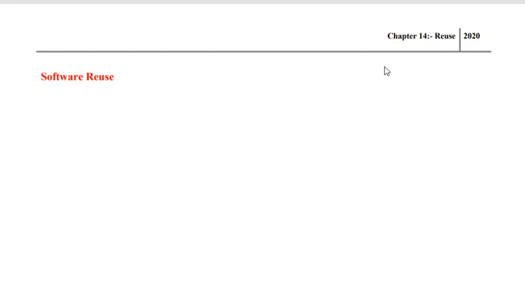So in today's class, we're going to discuss software reuse. Software reuse is an approach in software engineering that aims at enabling reuse of various aspects of interest from a system to a new system that is to be developed. Okay. So by any aspect of interest, we mean anything and everything that can be potentially reused.